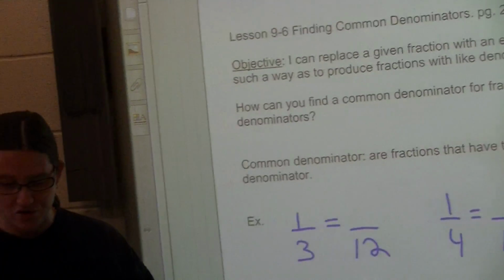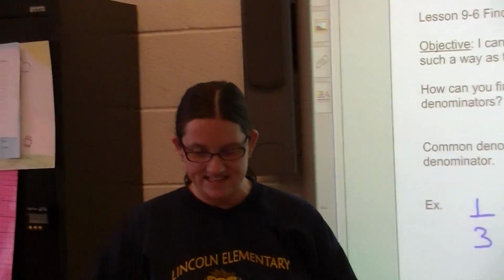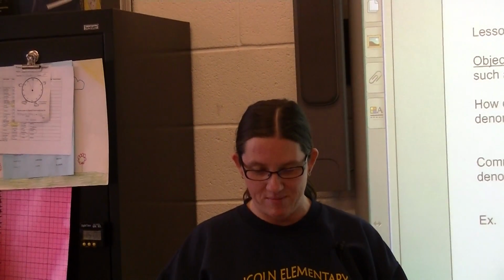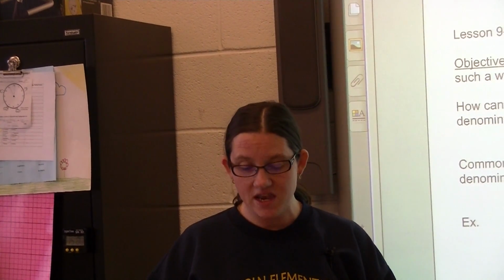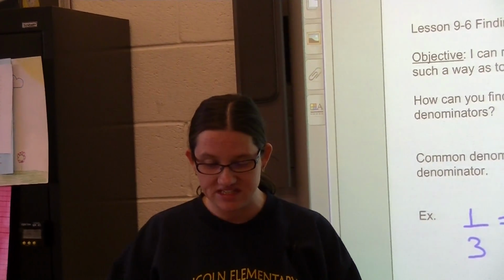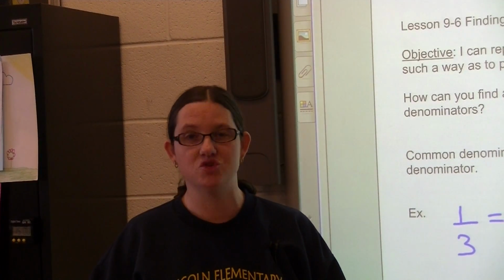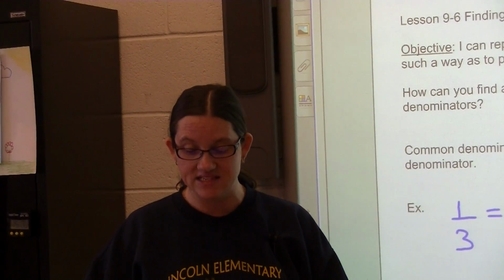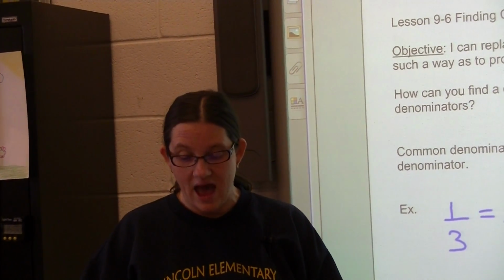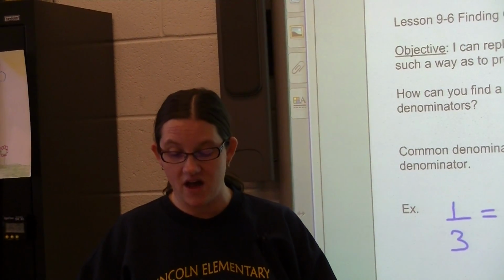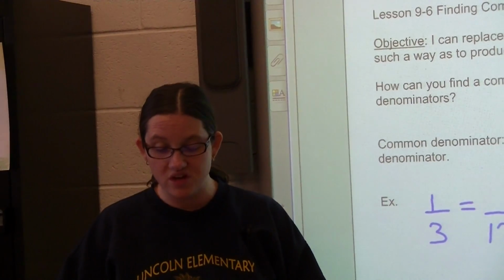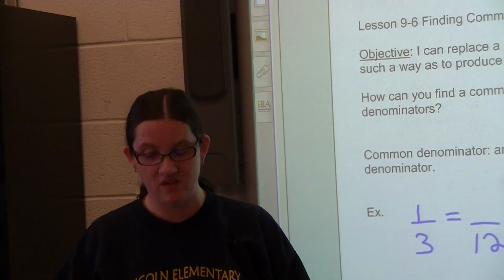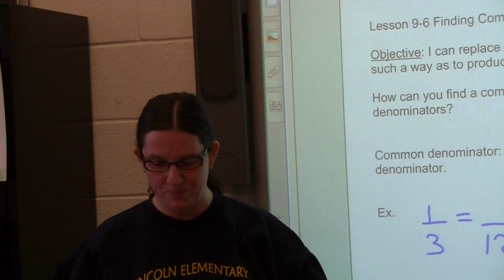Top of page 232. Again, the question asks us, how can you find a common denominator for fractions with unlike denominators? So it says Tyrone divided a rectangle into thirds. Sally divided a rectangle of the same size into fourths. How could you divide a rectangle of the same size so that you could see both thirds and fourths? So they showed you the picture there at the top.